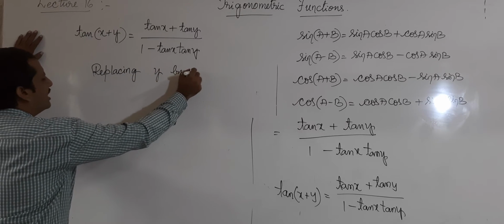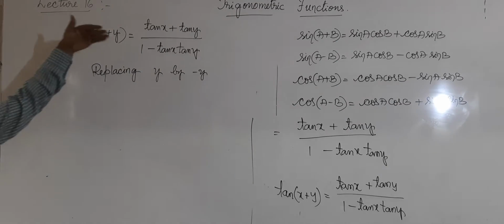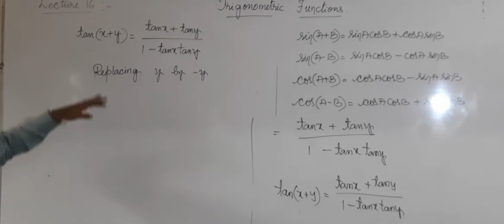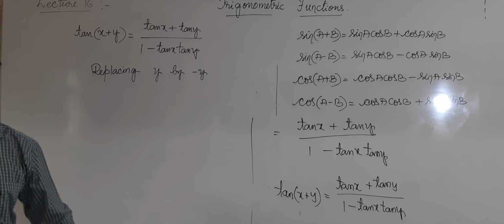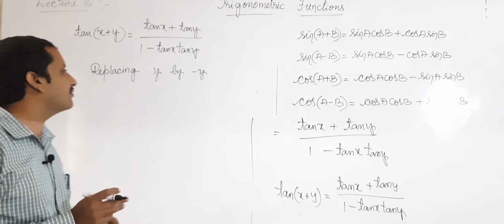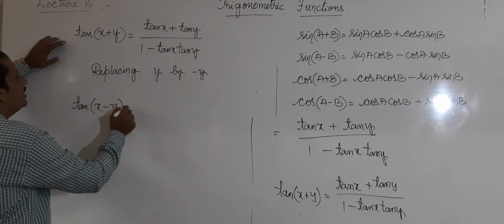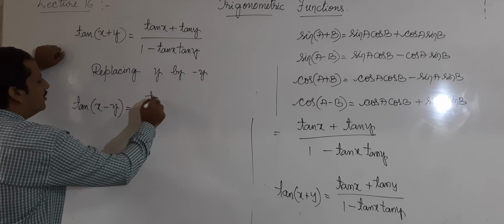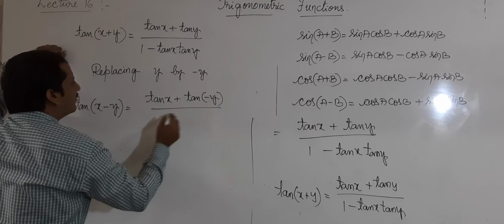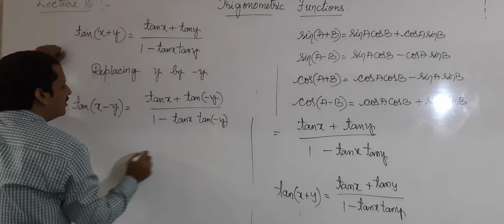y by minus y, like what we did in the earlier case when we wanted cos x minus y or sin x minus y, we considered cos x plus y, then in that formula we changed y to minus y. Similarly for sin x minus y. Now I have tan x plus y, I want a tan x minus y formula. So I will change y to minus y, replacing y by minus y in this equation. So that will give you tan of x minus y, in place of y I am writing minus y, that's equal to tan x plus tan of minus y divided by 1 minus tan x into tan of minus y.